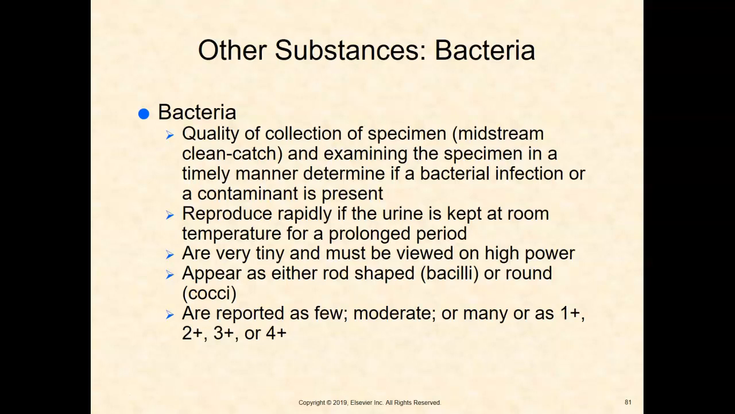But if it's got a lot of epithelial cells and a lot of bacteria, it could mean it's a dirty catch because just naturally the vagina has a lot of bacteria in it. It's got a lot of white cells in it. And it's got a lot of epithelial cells. So if we see a urine with a lot of epithelial cells and white cells and bacteria, we assume it's contaminated. If it's just bacteria and white cells, it's probably a bacterial infection. Okay. If the urine is not refrigerated, bacteria will reproduce very quickly.